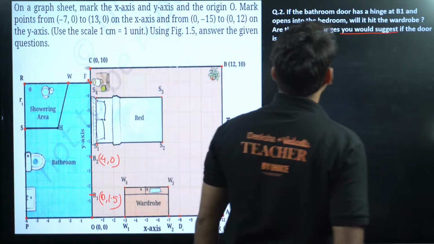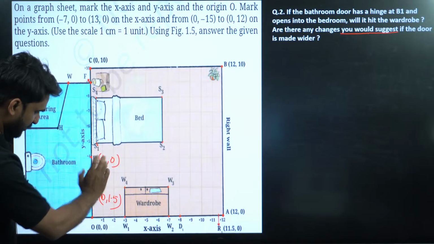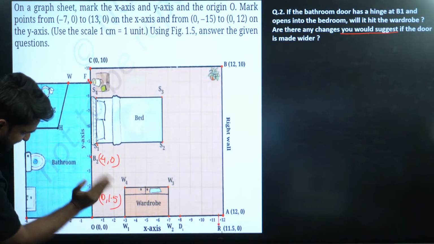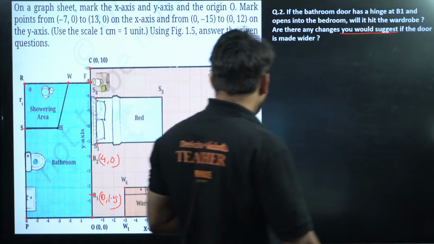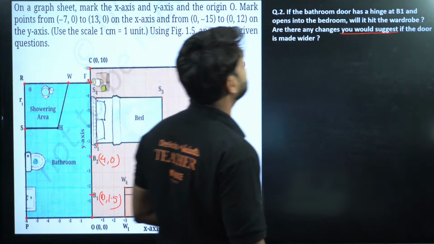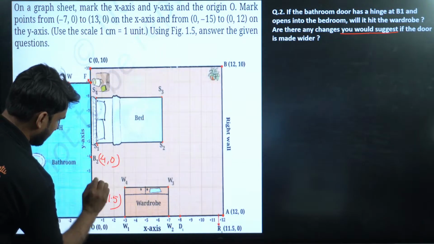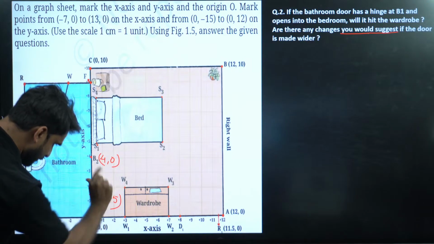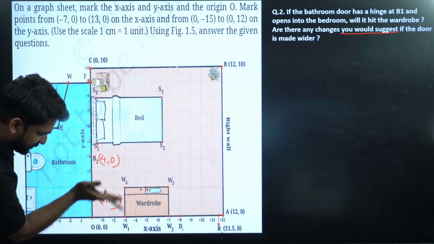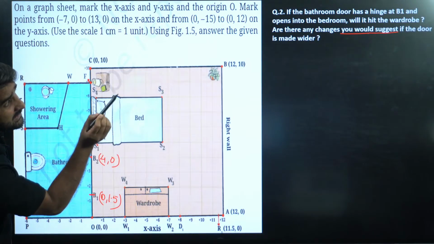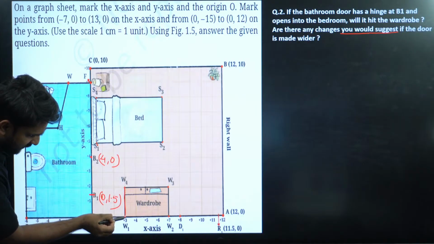Okay. So what is the width? If we open here, this is the door, and if we open the door this way, how will the door be opening? If the bathroom door has a hinge at B1 and opens into the bedroom, I mean the door is opening towards the bedroom. So just imagine if the door is opening this way. The question is asking, will it hit the wardrobe? So this is the wall of the wardrobe.